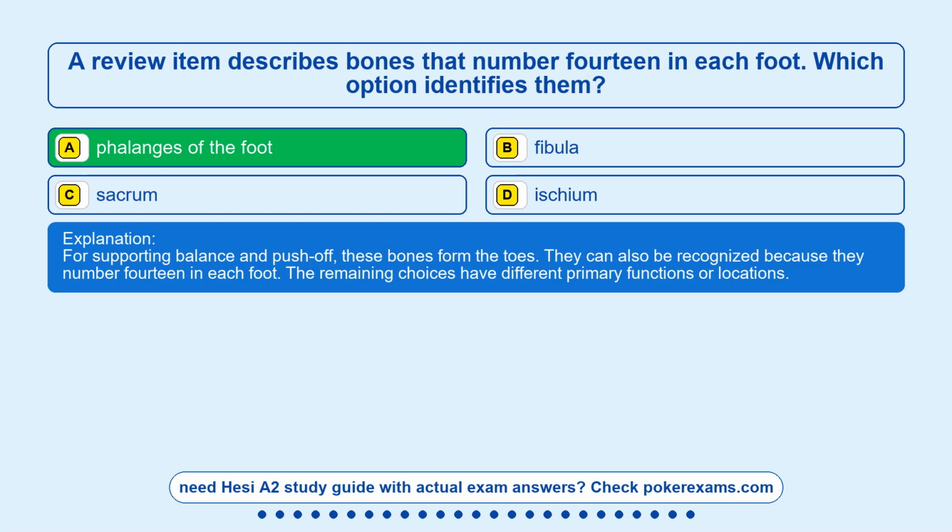For supporting balance and push off, these bones form the toes. They can also be recognized because they number 14 in each foot. The remaining choices have different primary functions or locations.